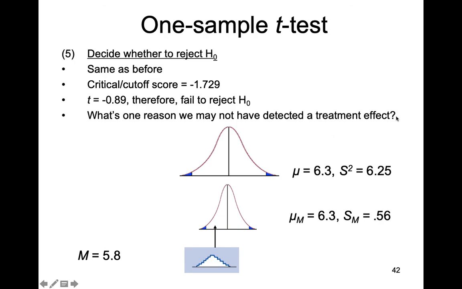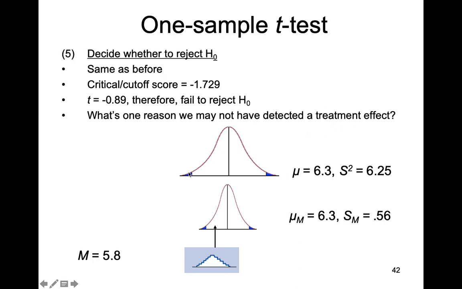So another big reason that we didn't detect a treatment effect is because we've got a small sample size of 20, and if we had a much larger sample size, there'd be less error in the sampling distribution, and we'd have a greater chance of concluding that that same mean difference is statistically significant.